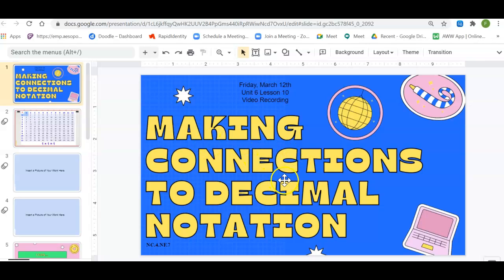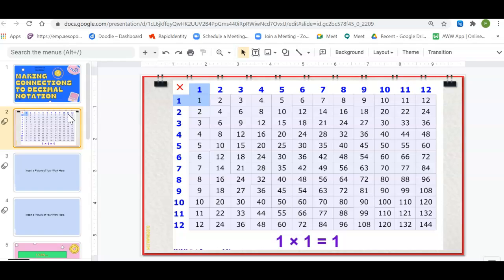So making connections to decimal notations. This is lesson number 10 that we're working on today, students. And as usual, on our next slide, I've got our multiplication table here that is a resource for you to go back to and use whenever you need to.